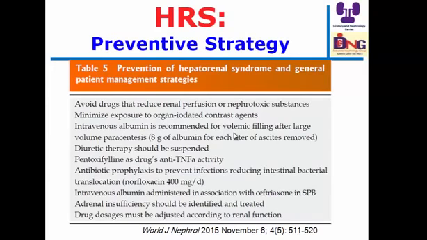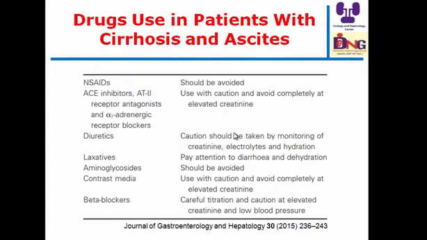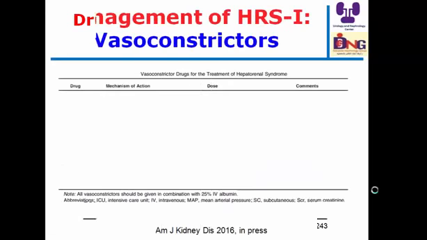Dosages and drugs should be used with wisdom, and this is the list of the drugs to be avoided. Avoid the use of non-steroidal anti-inflammatory drugs, avoid the use of ACE inhibitors and angiotensin 2 receptor blockers, especially if creatinine is high. Stop diuretics or use them cautiously. Pay attention to the use of laxatives, because diarrhea may increase the occurrence of hypoperfusion. Aminoglycosides should be avoided. Contrast media should be used with caution. Beta blockers require careful titration, with caution at elevated creatinine and low blood pressure.